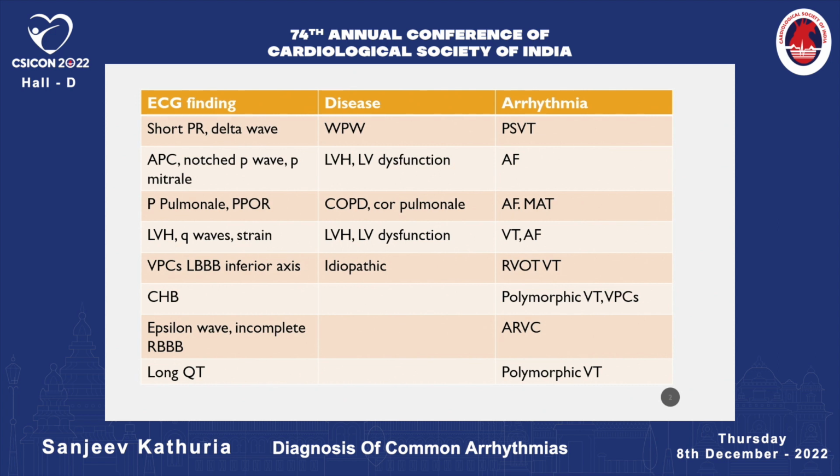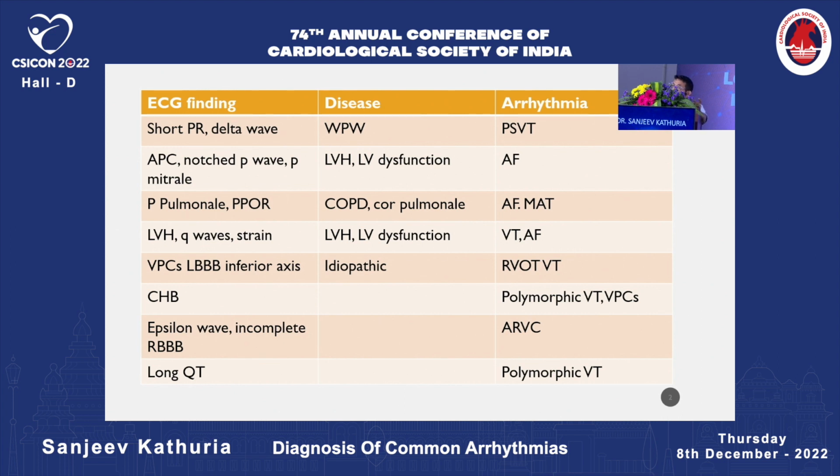You have a P pulmonale, you can think of COPD. You have a VPC which has a left bundle branch block and an inferior axis, you can think of RVOT tachycardia. You have an epsilon wave, you can think of ARVC. You have a long QT itself, you can think of polymorphic long QT syndromes.